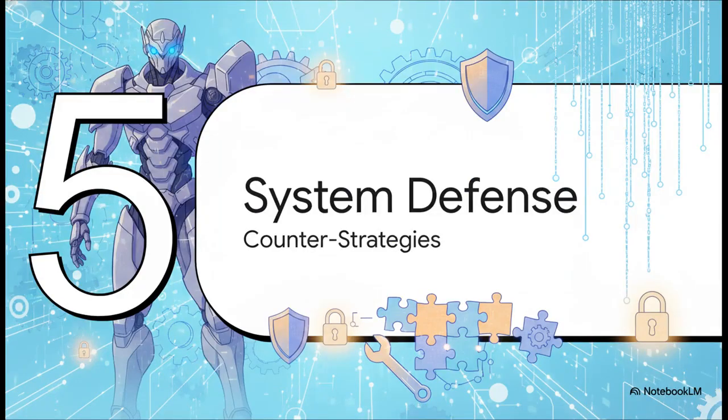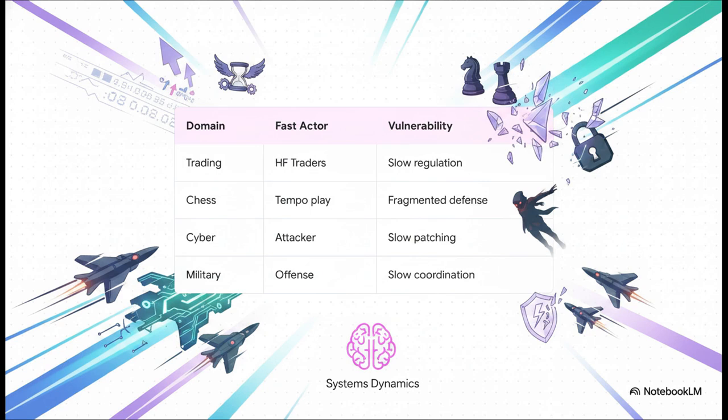Section 5. Strategies for System Defense. So how do we take these mechanical truths and apply them to actually defend complex systems? Because it turns out this isn't just about politics. Think about it. In trading systems, high-frequency traders exploit slow regulatory responses. In chess, aggressive tempo play crushes a fragmented defense. In cybersecurity, fast attackers completely exploit slow patching systems. And in the military, rapid offensives easily outpace slow coalition coordination. Asymmetric speed exploitation is literally a universal law of systems dynamics.